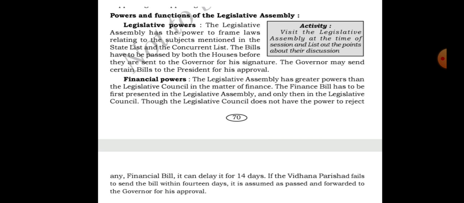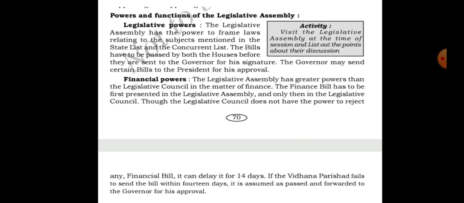All the financial bills have to originate only in the legislative assembly. Without the consent of the legislative assembly, not even 1 rupee can be spent by anybody. So the financial bill has to be first presented in the legislative assembly, then it goes to the upper house, the legislative council. Though the legislative council does not have the power to reject any financial bill, it can hold the bill only for 14 days.